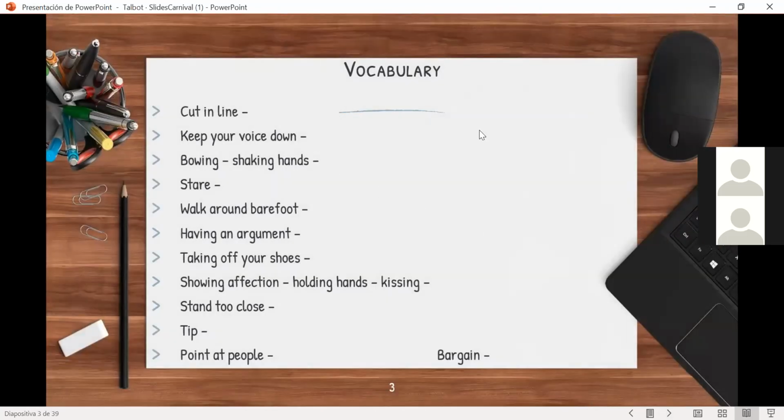Now we are going to practice some useful vocabulary about manners. So let me write it here. Who knows the meaning of this phrase, cut in line? Do you know what this means? Cut in line.